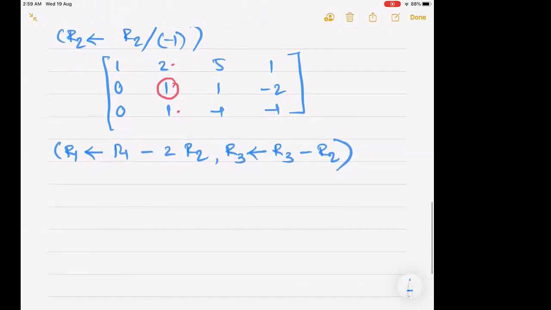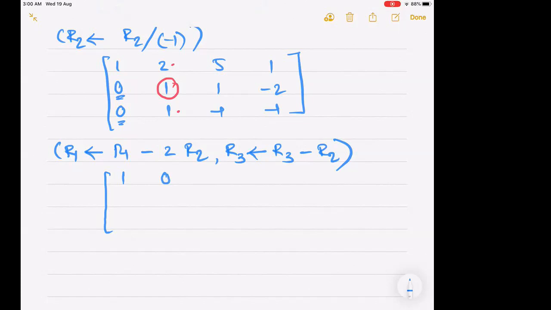With this now, this one will not change anymore because these are zeros. That's the benefit of making these guys 0. I mean, the other entries in the column where a leading one appears, I have to make them 0. That's the reason why. When I do further changes, the leading ones don't change anymore. Once the leading ones are created, they are there.